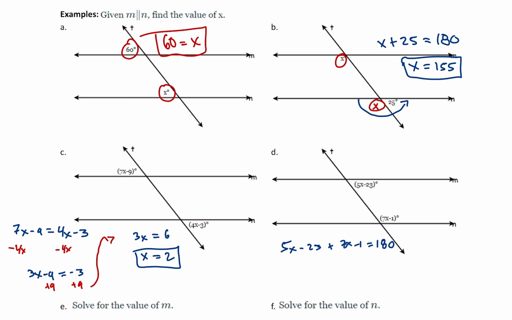Now I can combine my like terms. I get 12x minus 24 is 180. If I add 24 to both sides, I get 12x is equal to 204. And then if I divide both sides by 12, I get x is equal to 17.